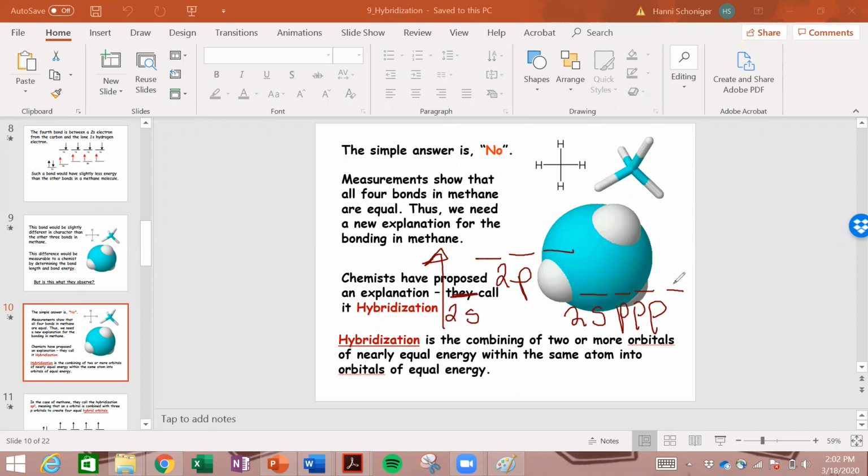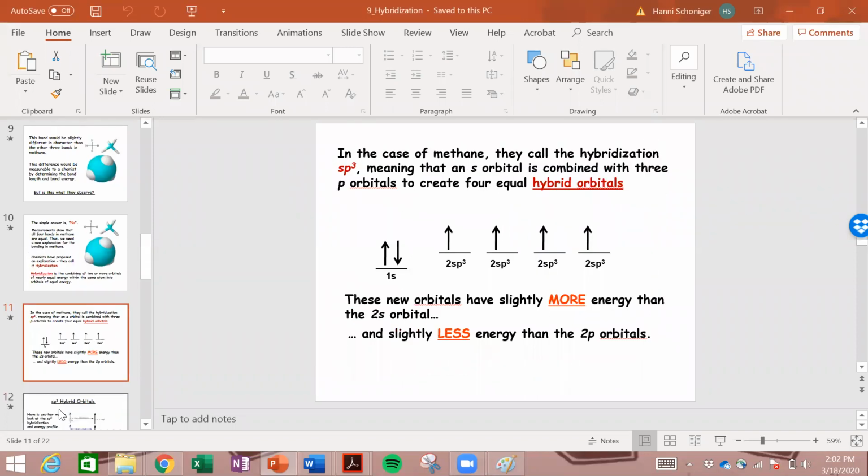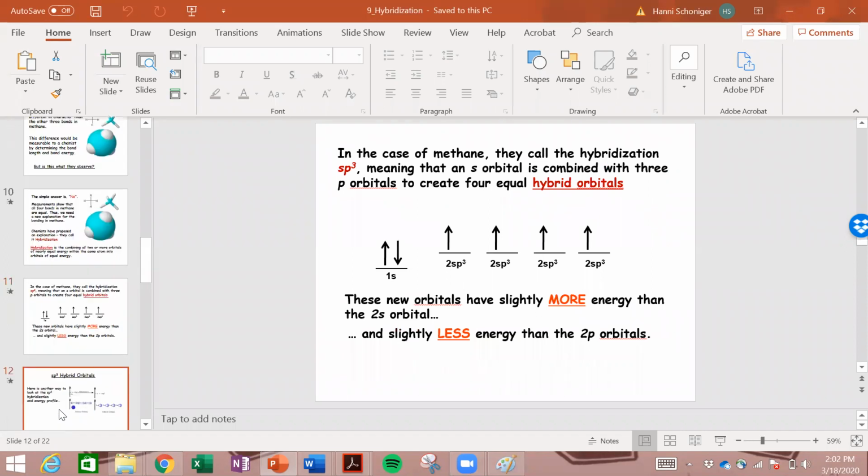They're all going to be about the same energy level, and so that means that they kind of shift, right? They're going to be an intermediate energy level in between, and they hybridize to make that new energy level, that new shape, that new orbital. I believe that's the next slide right there. Yep. And so these new orbitals have slightly more energy than the 2s, but less energy than the 2p. So again, they're an intermediate energy level.